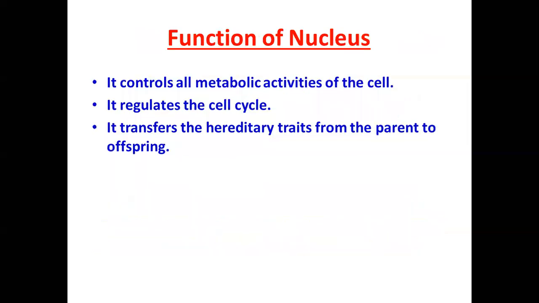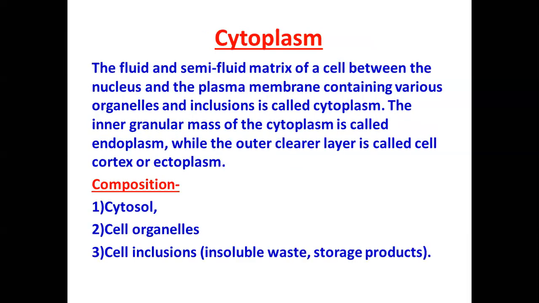Now, next is functions of nucleus. What are the functions? It controls all the metabolic activities of the cell. Second, it regulates the cell cycle. Third, it transfers the hereditary traits. Traits means characters from the parent to the offspring. Clear? That means transfer of characters with the help of genes from the parents to the offspring, or from one generation to another generation. Next is cytoplasm.